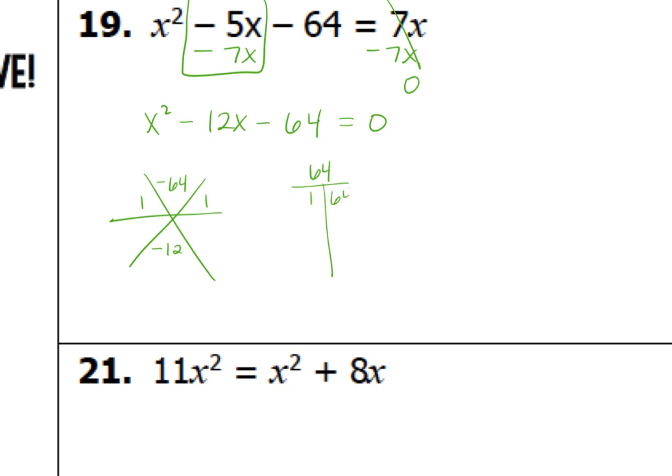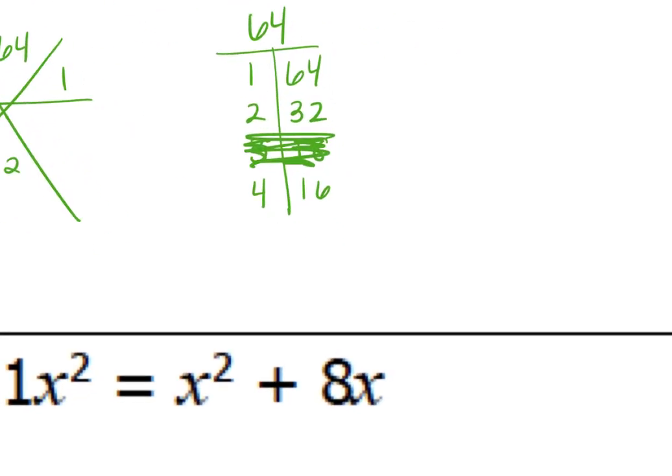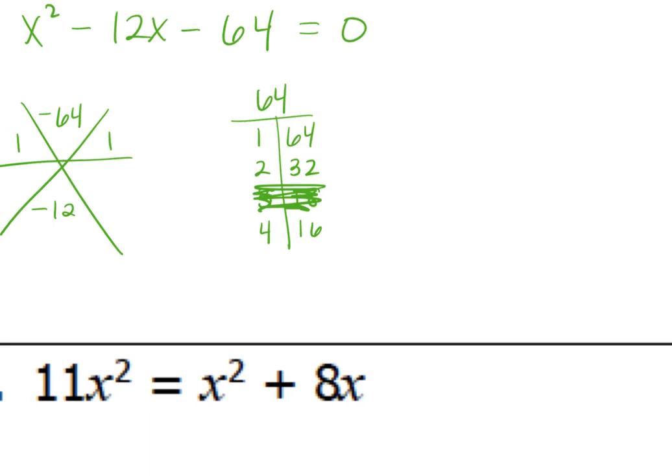64 divided by 1 is 64. 64 divided by 2 is 32. 64 divided by 3 doesn't go in. 4 goes in 16. 5 doesn't work. 6 doesn't work. 7 doesn't work. 8 is 8. Get that guy out of there.